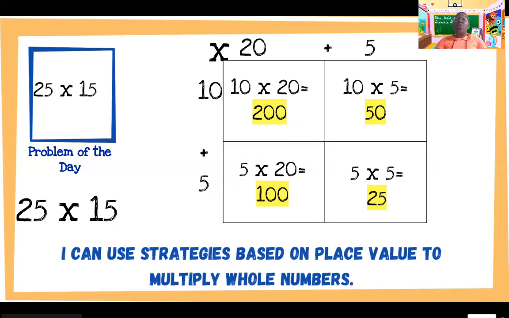What do you think we're going to do with these four numbers? Did anyone say add them together? If you did, you're absolutely correct. So we are going to add 200 plus 100 plus 50 plus 25. And when we do that, what do we get? Did you get 375? If you did, you're absolutely correct. Therefore, 25 times 15 equals 375. Great job, senior scholars. We'll do one more problem just like this tomorrow to prepare you for Challenge Day.